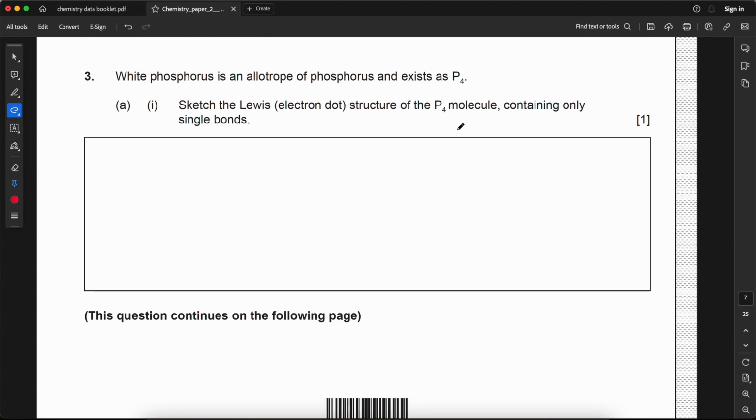White phosphorus is an allotrope of phosphorus and exists as P4. Sketch the Lewis electron dot structure of the P4. Okay, that would be like a pyramidal structure. That would be like this. I will just make it so like this, P and then P.